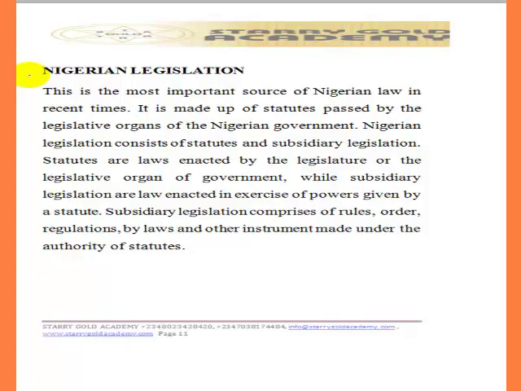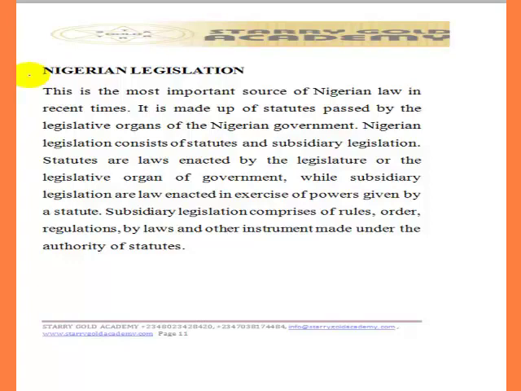They make bills become law. Based on what is written here, this is the most important source of Nigerian law in recent times. That means the laws we have today in Nigeria, the laws we are using, are made by our own legislative body. It is made up of statutes passed by the legislative organs of the Nigerian government.